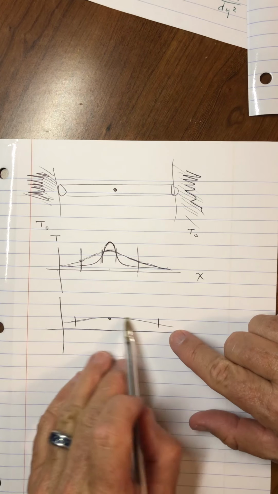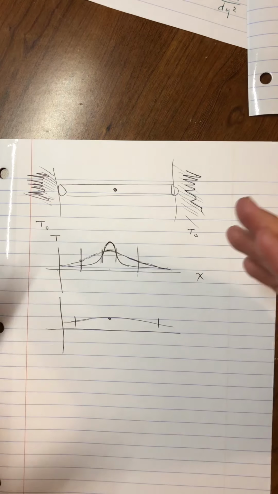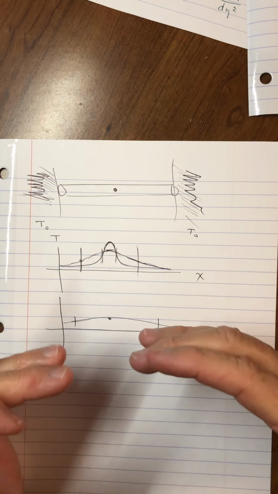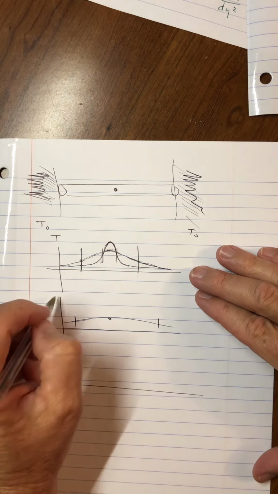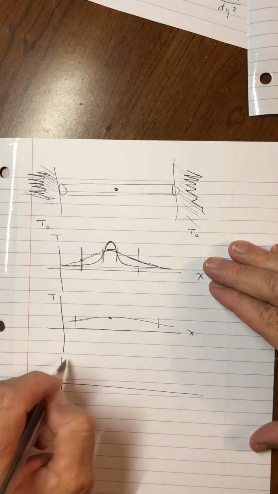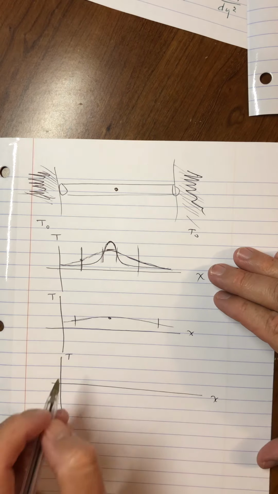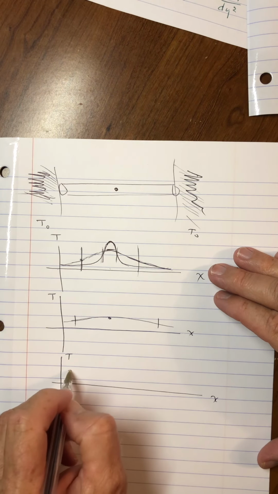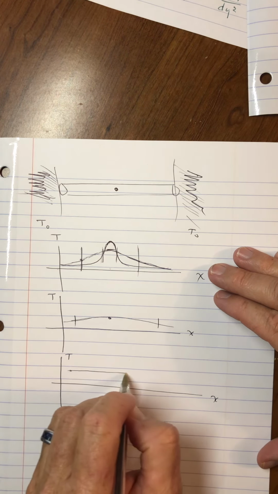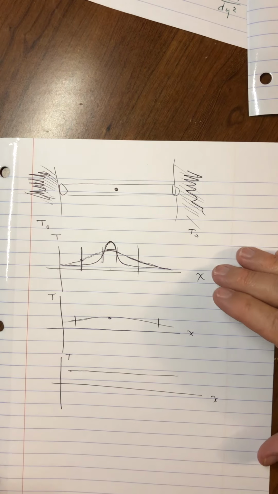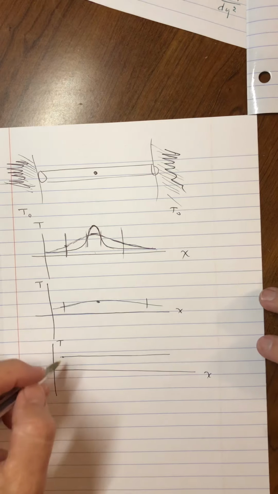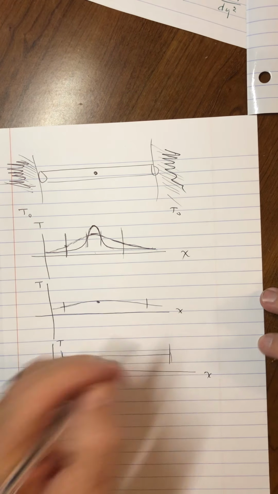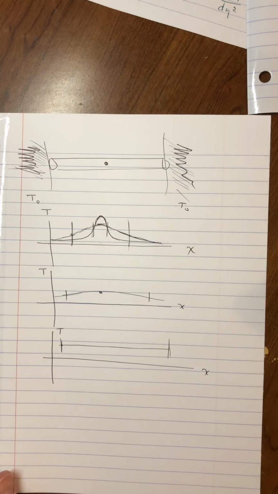Now the concavity is a wider space of where the negative is, and eventually what you're going to get is a temperature profile, temperature versus position, that would have no bending to it, no concavity. Now, in this case, it would also be a flat horizontal line.